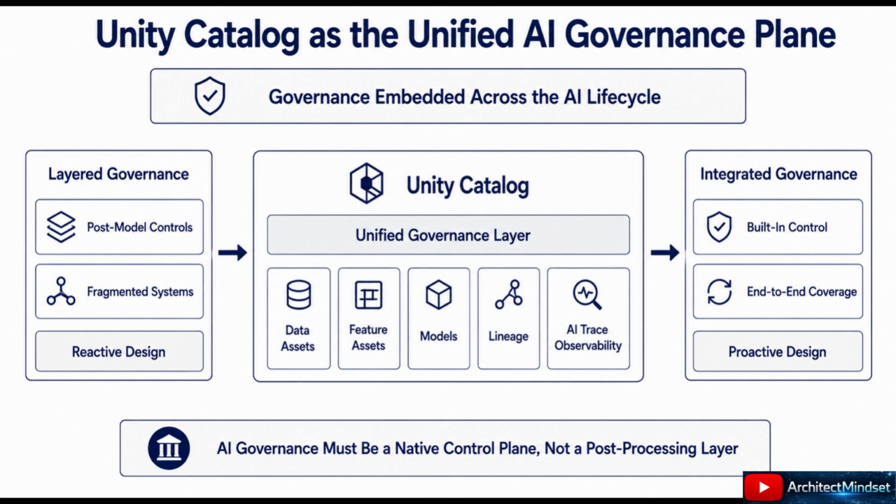The deeper lesson here is that AI governance should not be designed as a separate layer bolted on after model development. In Databricks, Unity Catalog is increasingly becoming the common governance plane that spans data assets, feature assets, registered models, lineage, and now even AI trace observability.